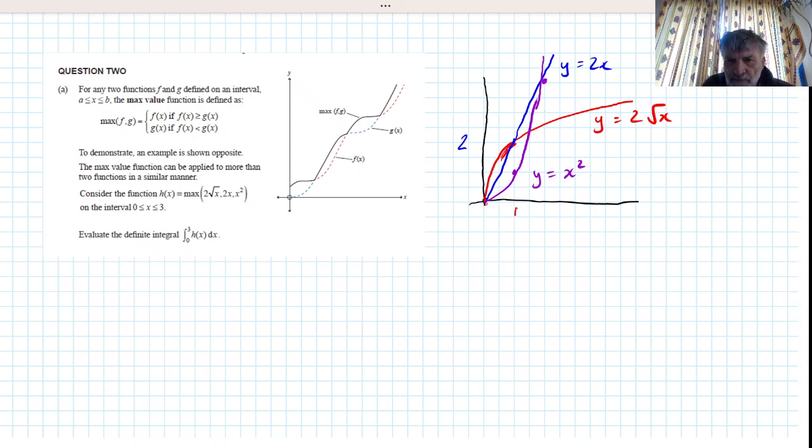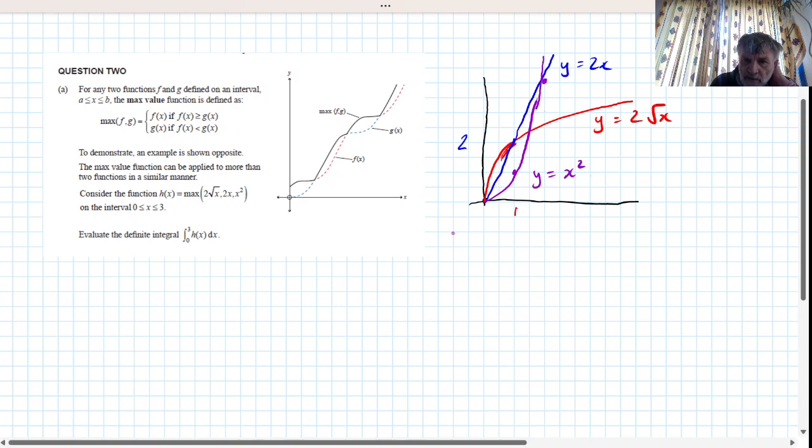It looks like 2 root x is going to be bigger than both of the other, the blue and the purple functions, provided x is less than or equal to 1. The linear function is going to be bigger than the quadratic, provided x is less than or equal to 2, and the quadratic is going to be bigger than both of the other two when x is bigger than 3. So we can actually establish that algebraically. So if we ask the question, when is 2 root x bigger than 2x?